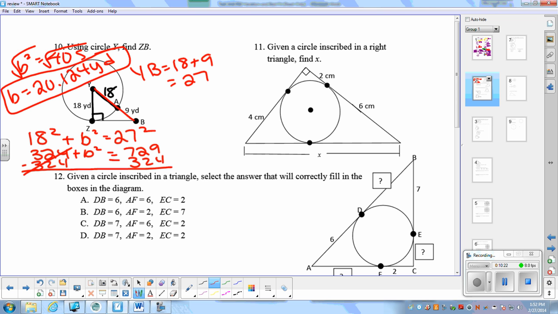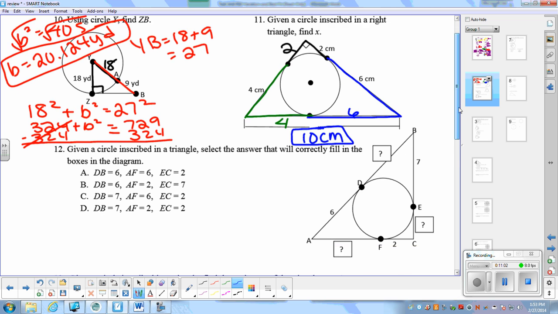All right, number 11. We're going to use our old theorem: two tangents that intersect outside of a circle are congruent. So that means I know both of these are 2 centimeters. Since from the point of tangency to the corner of my triangle is 4, I know this one's also 4 because it's to the same point. And then since I know that from here to here is 6, I know that this part is 6 also. So x is just 6 plus 4, which is 10, and my units are centimeters.